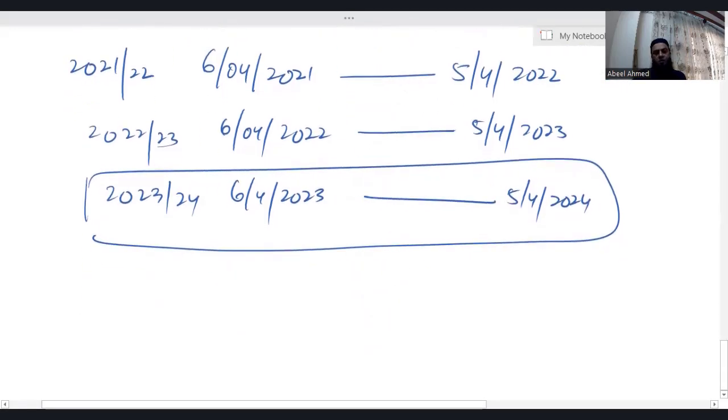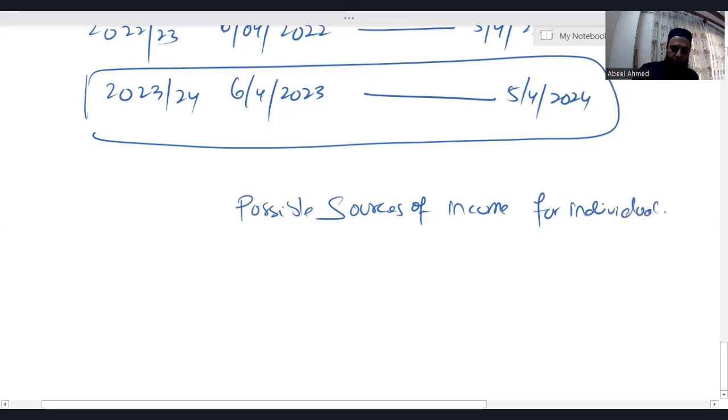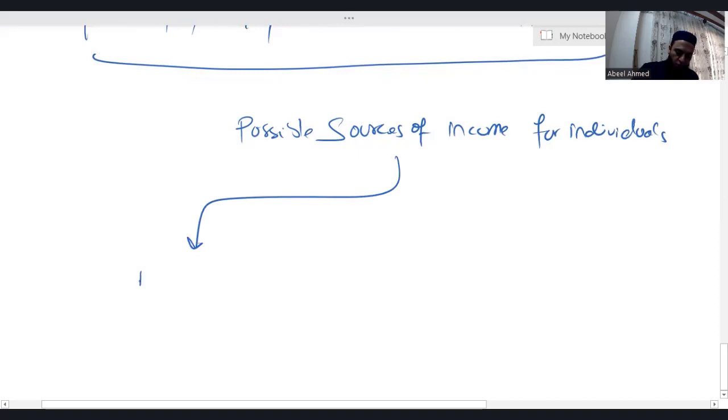Okay, now the question is, what are the possible sources of income for an individual? There's a possibility that an individual is earning from a non-saving source of income. There's a possibility the individual is earning from a saving source of income. And there's a possibility the individual is also getting dividend income. The question is, how do we tax if someone is earning from non-saving, saving as well as dividend? Number one, possible sources of income for individuals: an individual could be earning from non-saving income, saving income, and another possibility is dividend income.